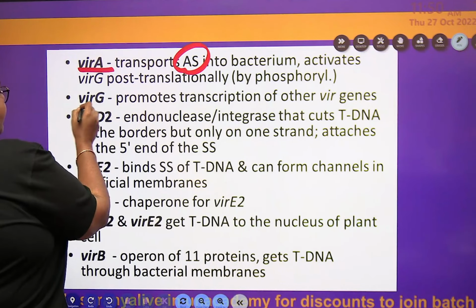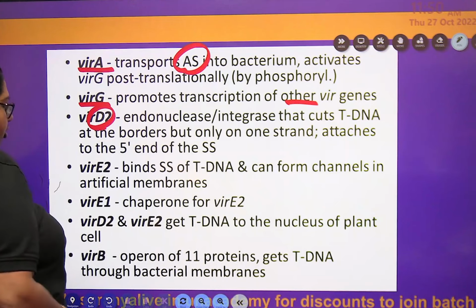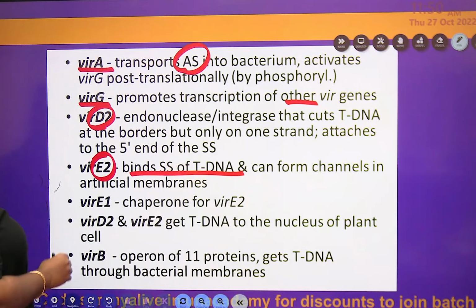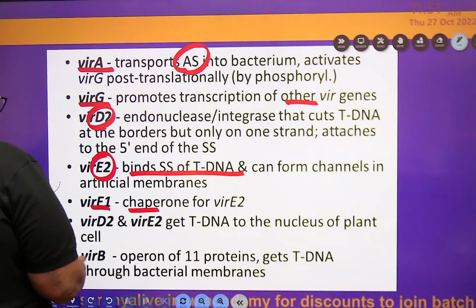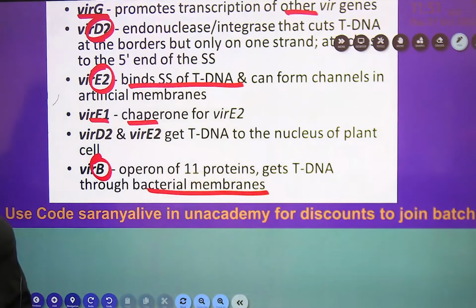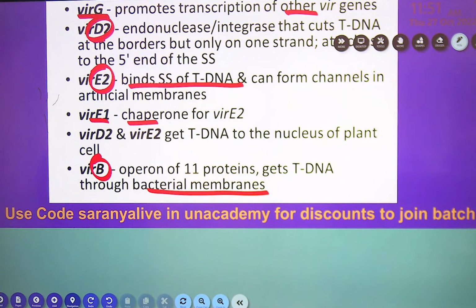And what is this Vir G? It will make all other genes to be activated. D2 is an endonuclease. E2 binds with your single stranded T-DNA. E1 is the chaperone. Vir B is your intermolecular membrane transport. From this bacteria, it will make a transport towards the other phylum. So that is what this thing is.